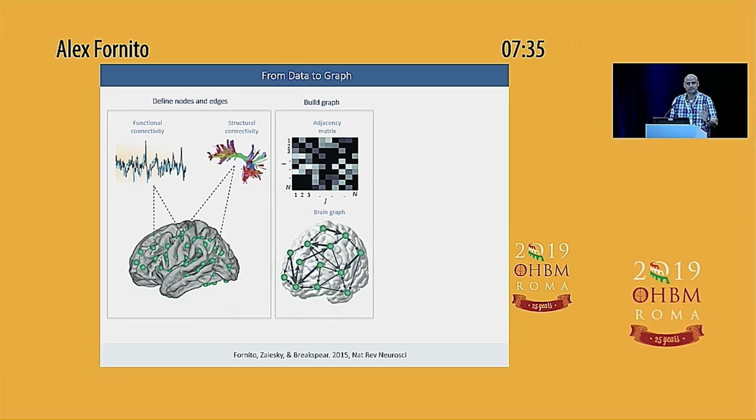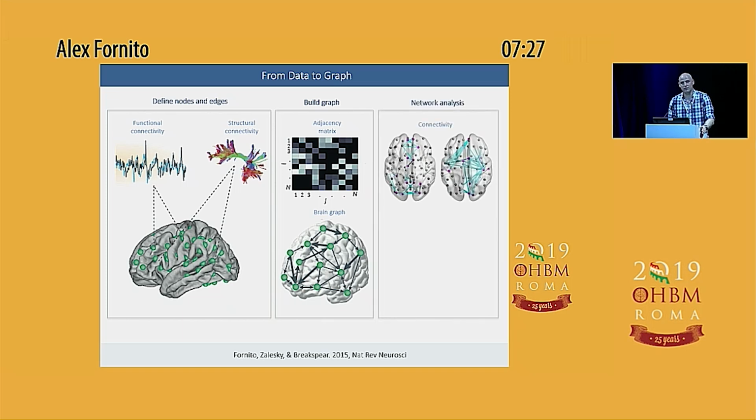Right, assuming we're happy with that, we've got our graph model, define our nodes, edges, we've got our matrix. We then want to analyse the network, and we can do that in one of two broad ways. One is looking at the connectivity of the network, focusing on variations in the strength and type of connectivity between nodes.